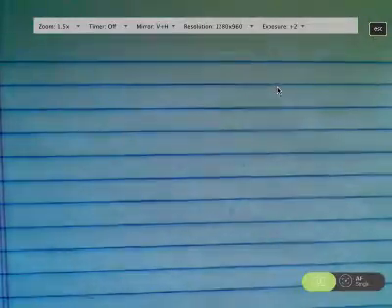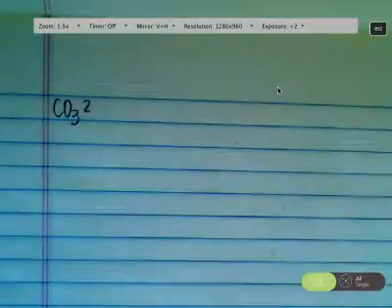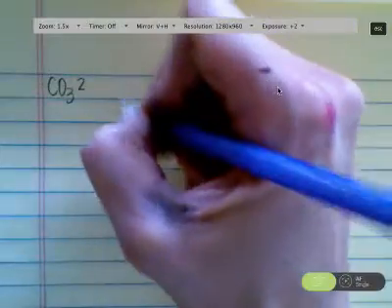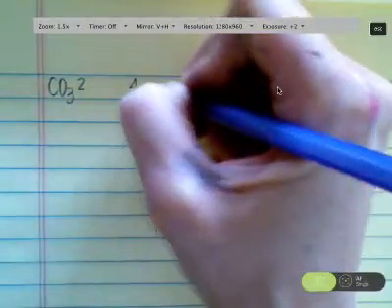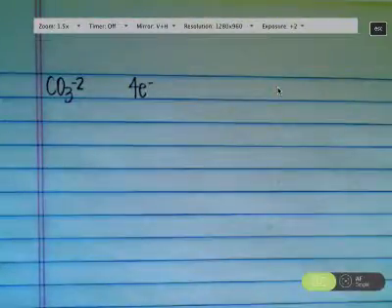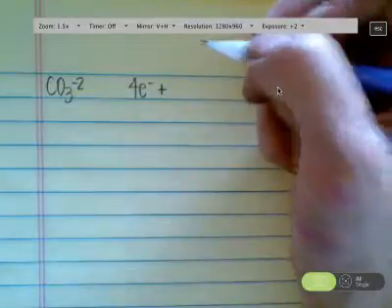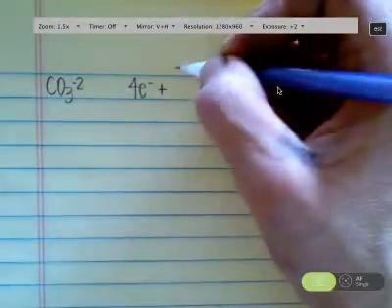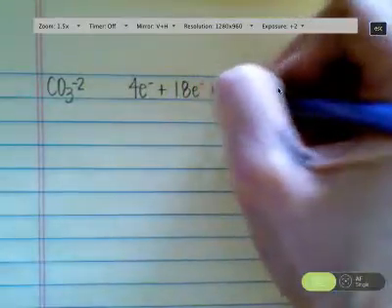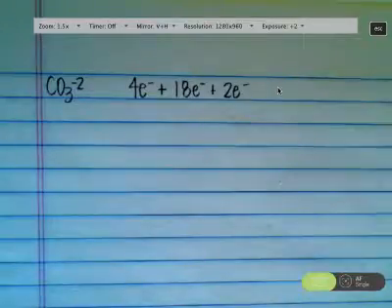The first one was CO3 with a 2 minus charge. So now I'm going to do this one. Okay. So carbon has 4 electrons, right? You forgot the minus one. Oh, God. Okay, 4 electrons. And then oxygen is in group what? Group 16, so it has 6. So 6 times 3 is 18. And 2 more. So all of these numbers are coming from their group number. Are you guys okay with that so far?